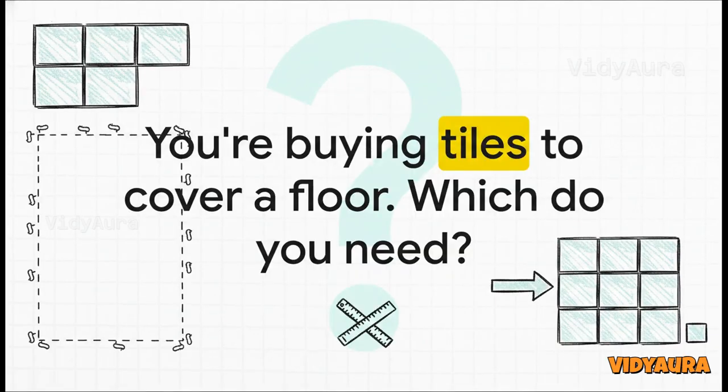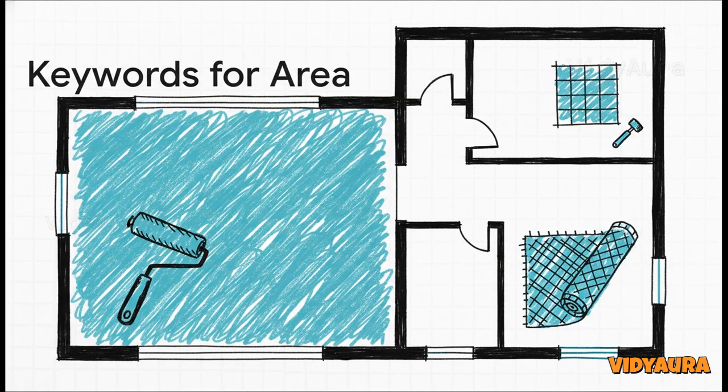Okay, let's try another one. Next job. You're redoing your kitchen, and you need to buy enough tiles to cover the entire floor. This time, what measurement are you thinking about? Yep, it's all about the area. Tiles don't just go around the edge, do they? Nope, they cover the entire surface. So when you hear words that are about covering a space, like tile or paint or carpet, that's your signal. You need to calculate the area.